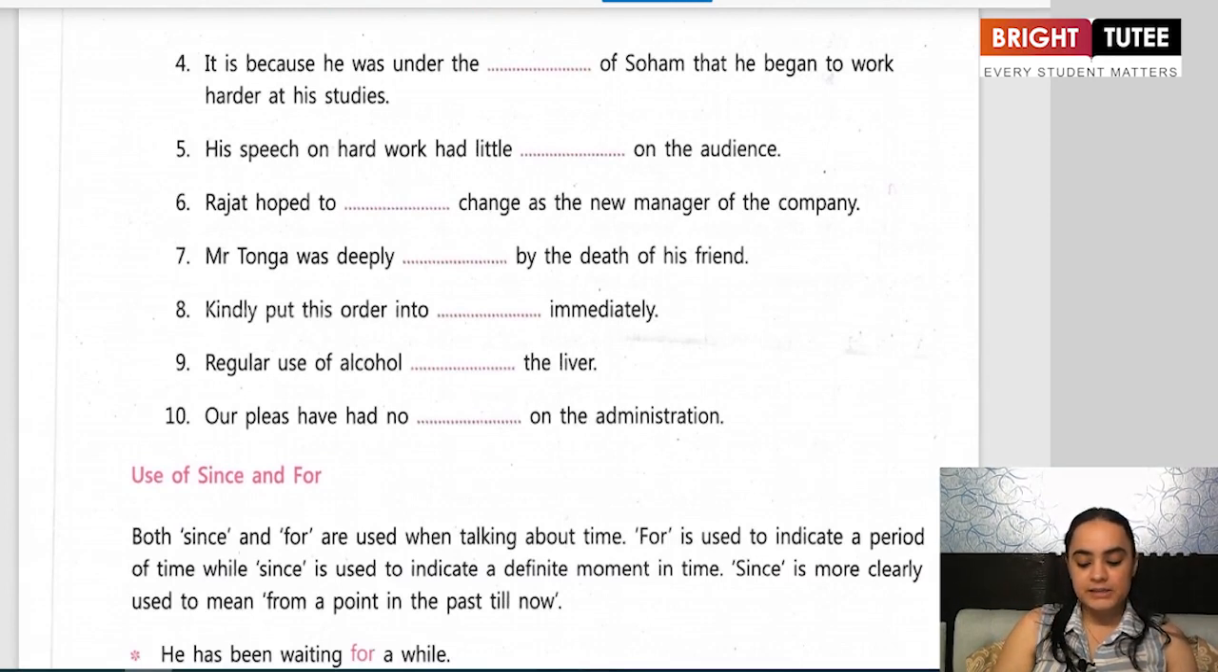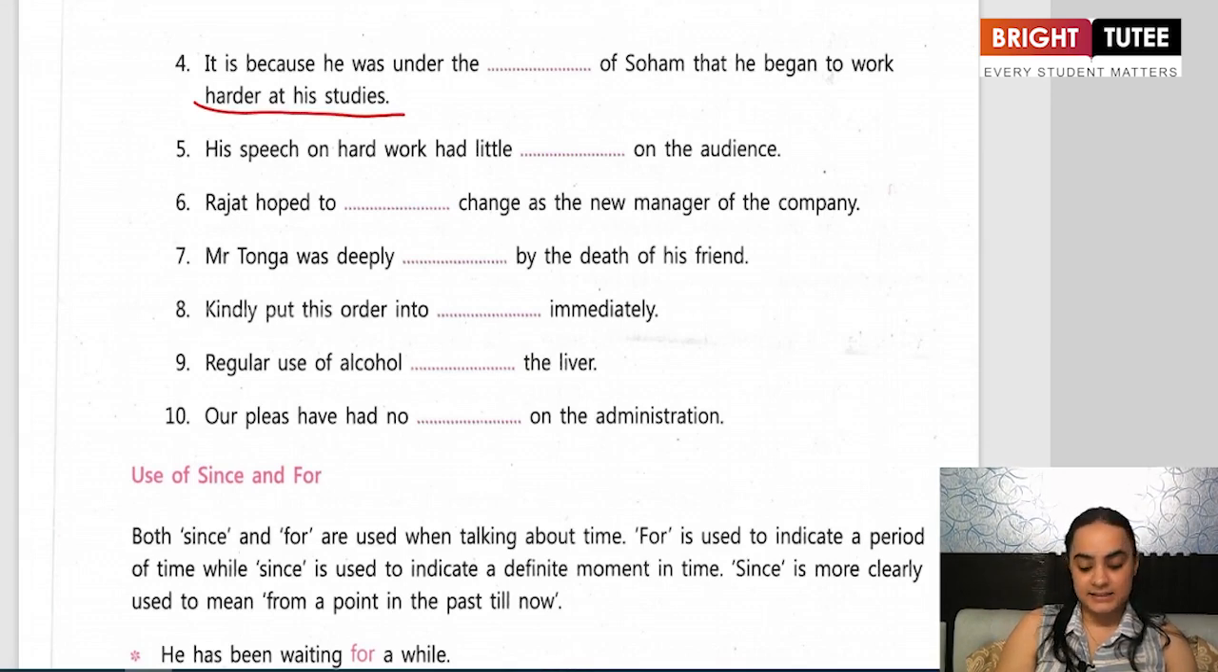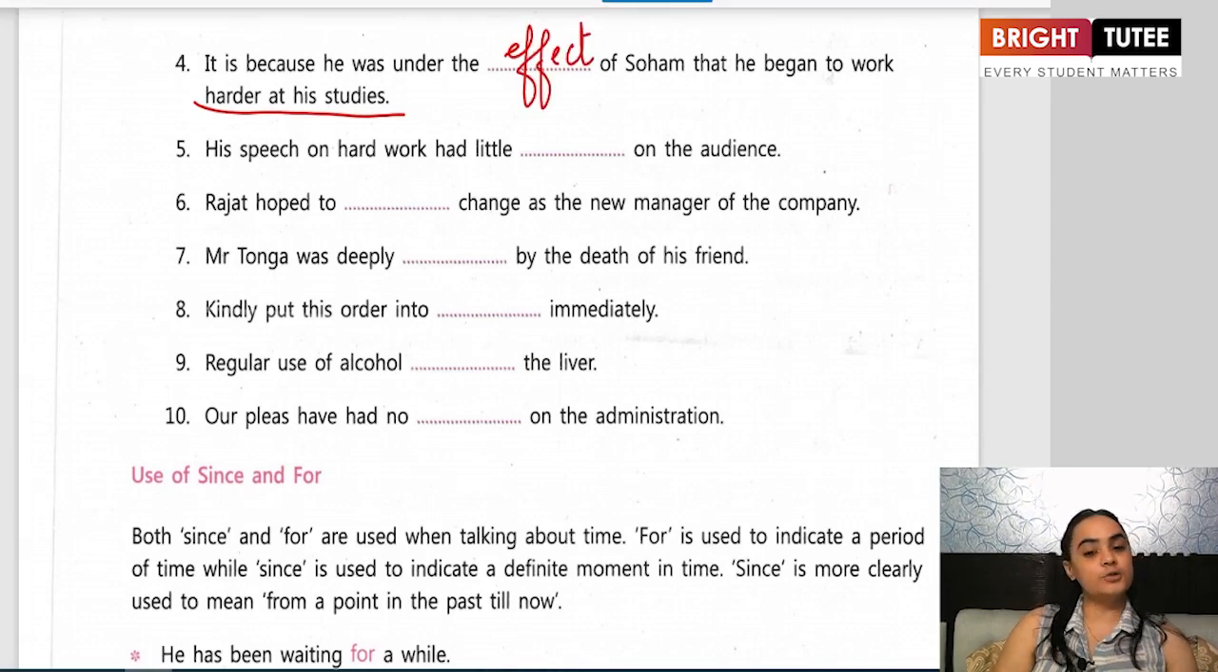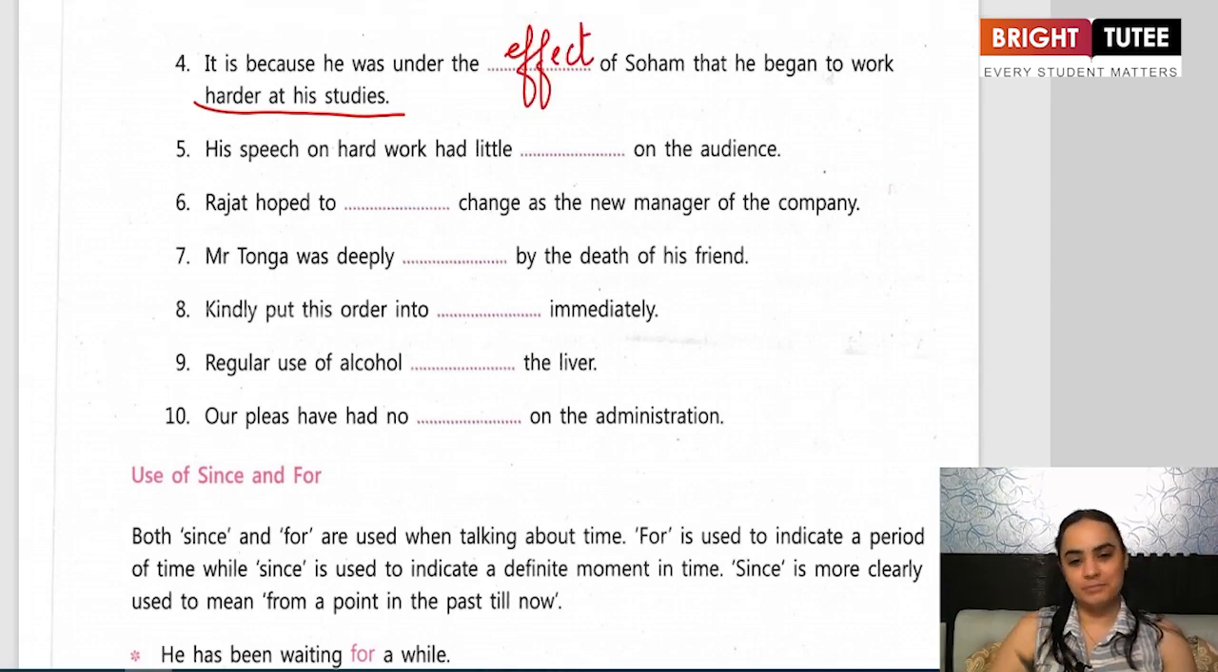It is because he was under the dash of Soham that he began to work harder at his studies. So what was the result of him starting to work hard at his studies? Him being under the effect of Soham. So here it talks about the result of something, so effect.